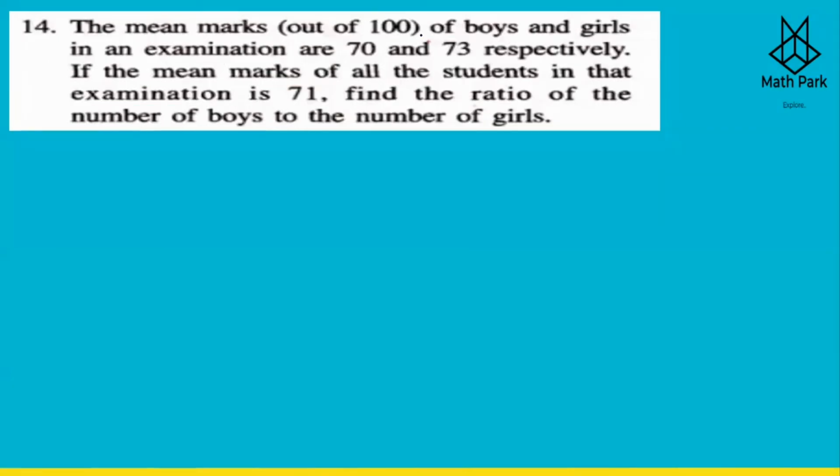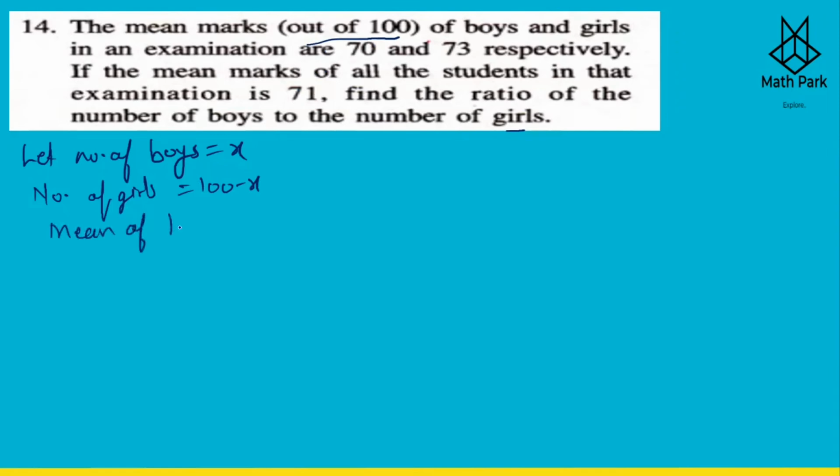The mean marks out of 100 of boys and girls in an examination are 70 and 73 respectively. So that means total boys and girls are 100. If the mean marks of all the students in that examination is 71, find the ratio of the number of boys to the number of girls. So let the number of boys be x. Then the number of girls will be how many? The number of girls will be 100 minus x, because all of them together are 100. So the mean of boys is given as 70.